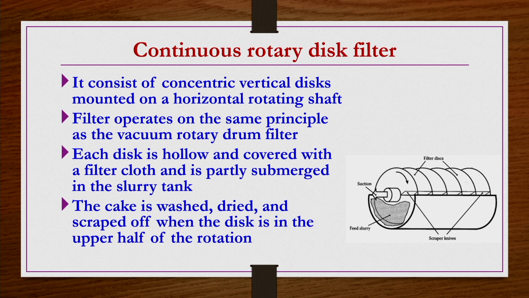Now, we have several hollow discs covered with a filter medium and immersed in a slurry tank, and exactly the same process is done as in the rotary drum, that is, sucking the liquid through the medium to the center, as shown here, while the solids are deposited on the surface. When the rotation takes place and the solids come onto the top surface like this, there will be a scraper or knife that discharges the cakes continuously.